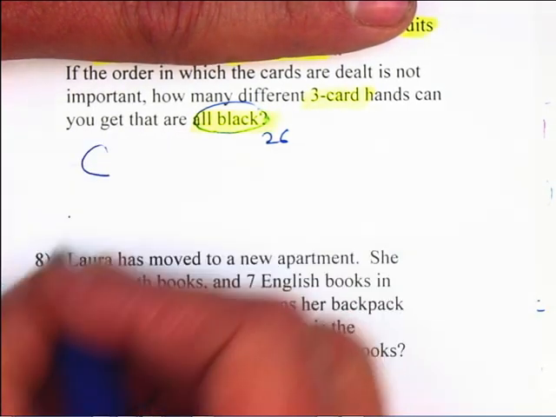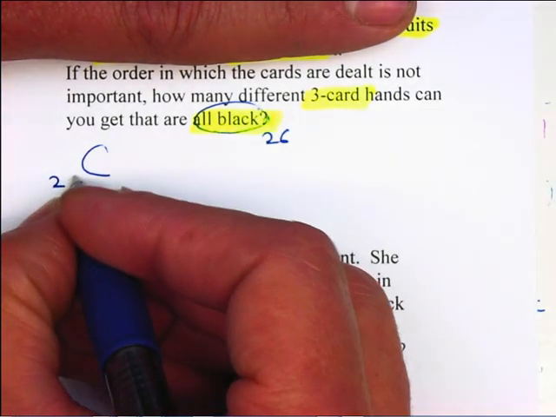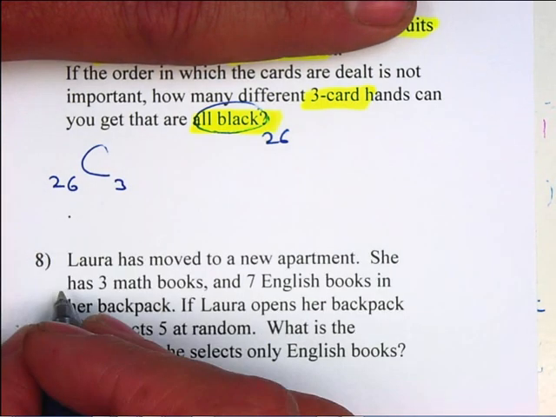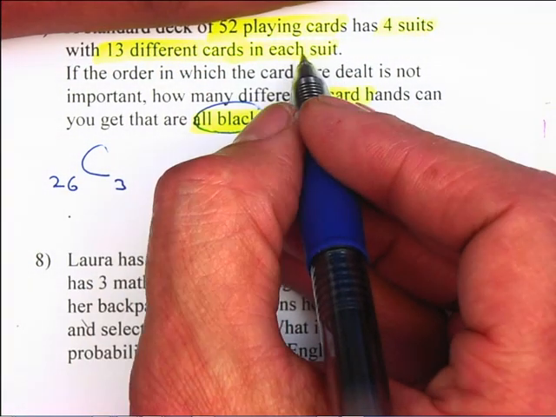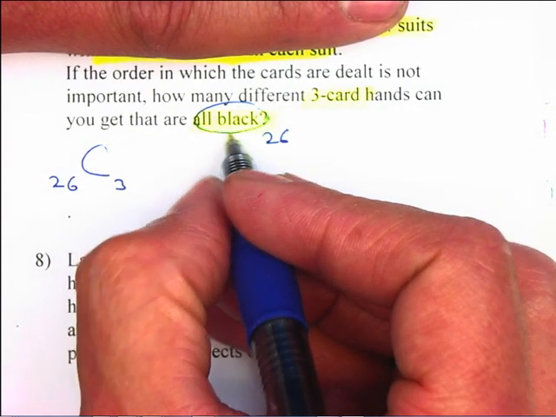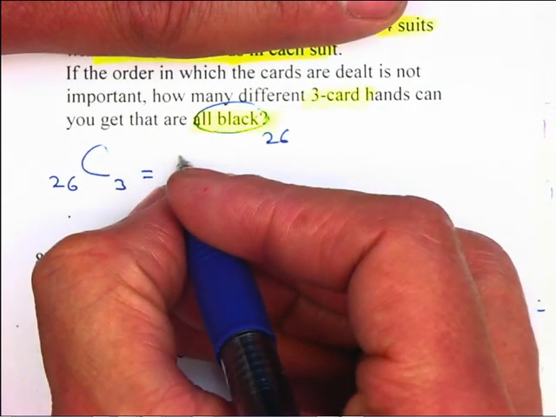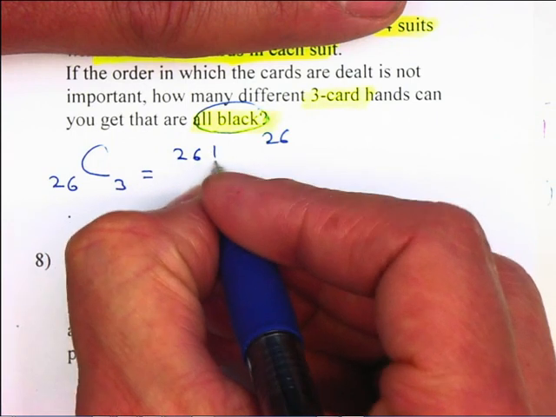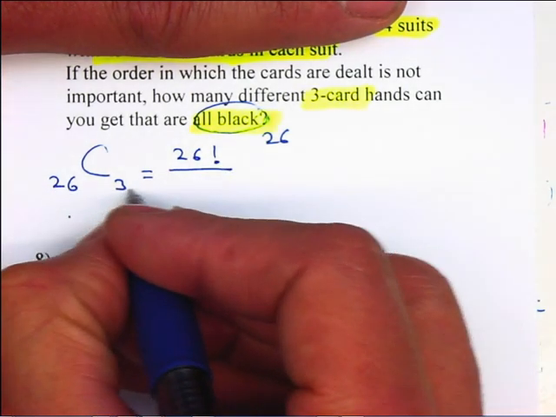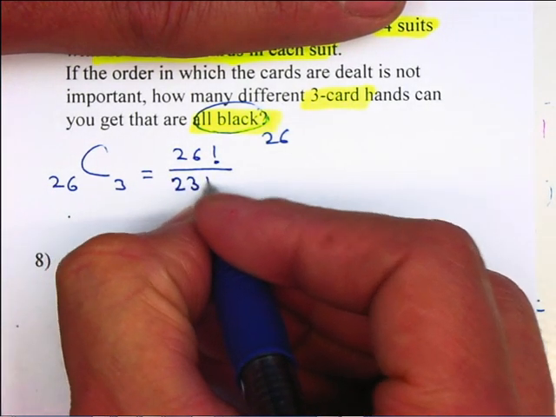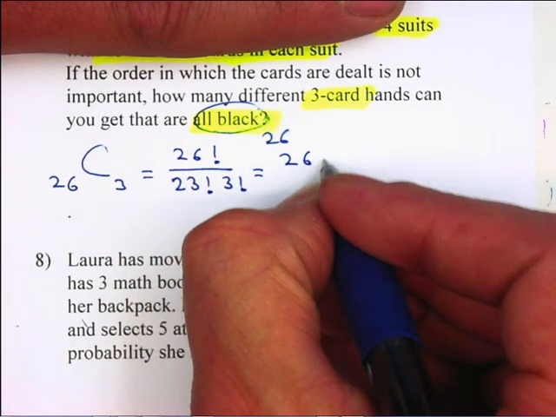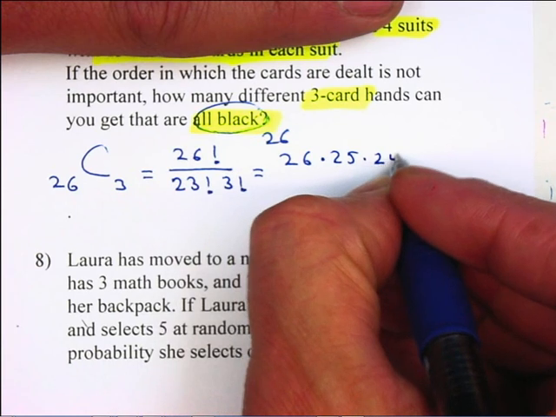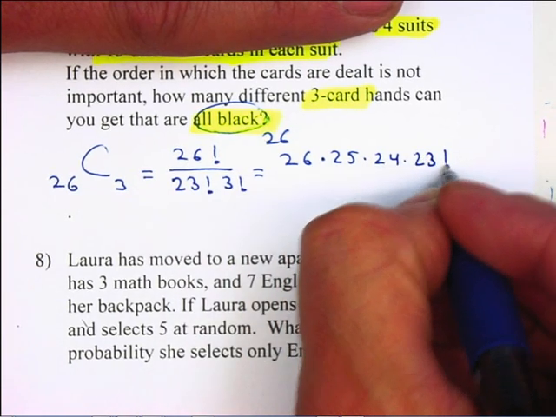And how many are you looking for in each hand? 3. So the fact that 52 doesn't matter. We don't care about the other 26 that are red. We're only looking for the black ones. In this case, we're going to expand this. So it'll be 26 factorial over 26 minus 3, which will be 23 factorial, multiplied by 3 factorial. So it'll be 26 times 25 times 24 times 23 factorial.